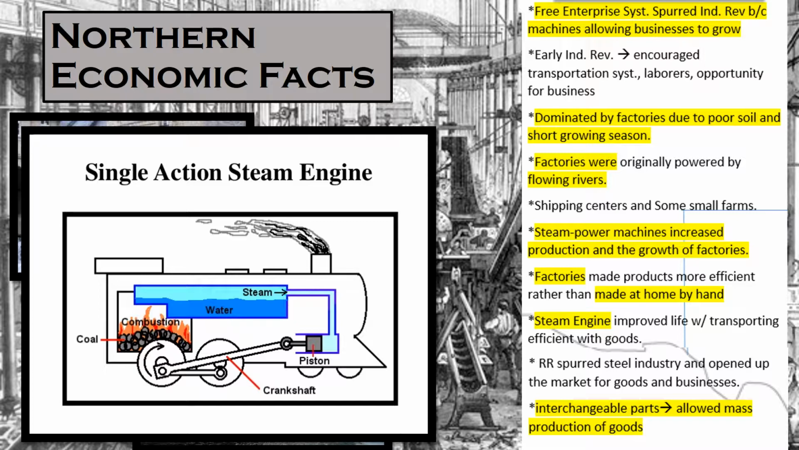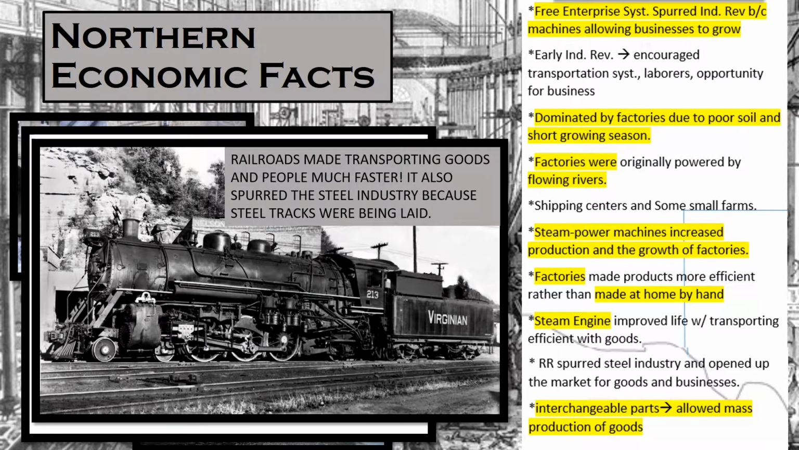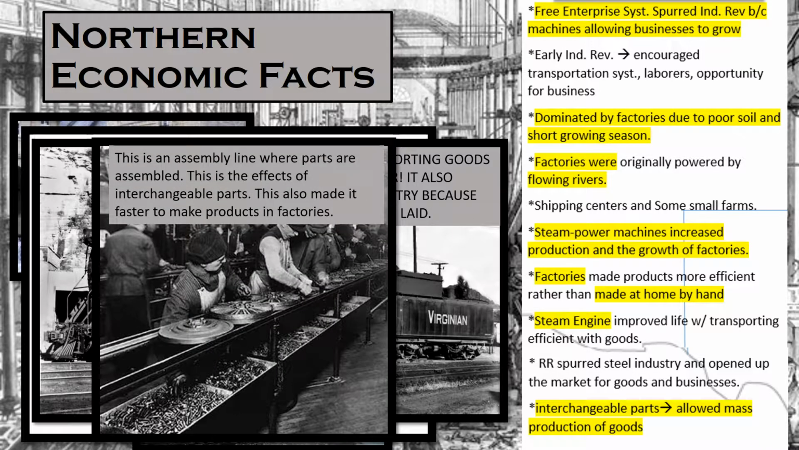You could get them to and from places much faster by means of the train with the steam engine. And it spurred the steel industry because you had to lay tracks. Those tracks were made out of steel, and here in a minute you'll see a map of how much the railroad system spread, which means that's the steel industry spreading and the steam engine being used more often. And it opened up the market for goods and businesses to move out into other parts of the country. And then, of course, interchangeable parts allowed for mass production.